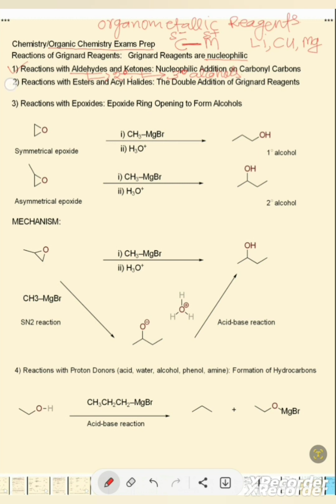The second type of reactions were the reactions of Grignard reagents with esters and acid halides. The Grignard reagents would add twice on these compounds. The reason is that the intermediate compound that forms is a ketone, and ketones are even more reactive than corresponding esters or acid halides, and that is the reason that Grignard reagent would add twice on them to form tertiary alcohol.